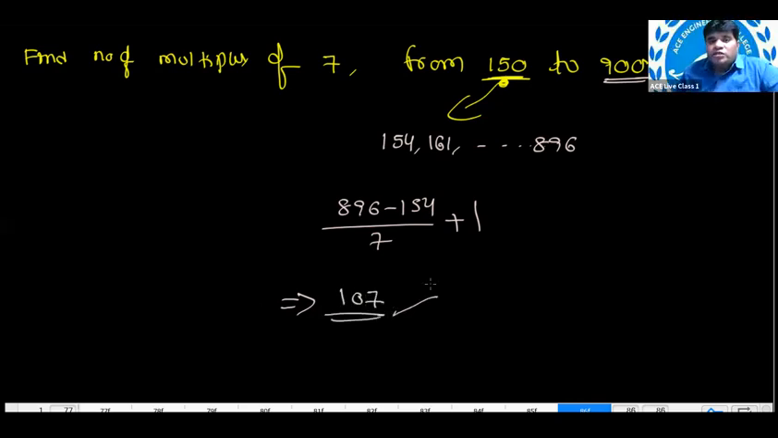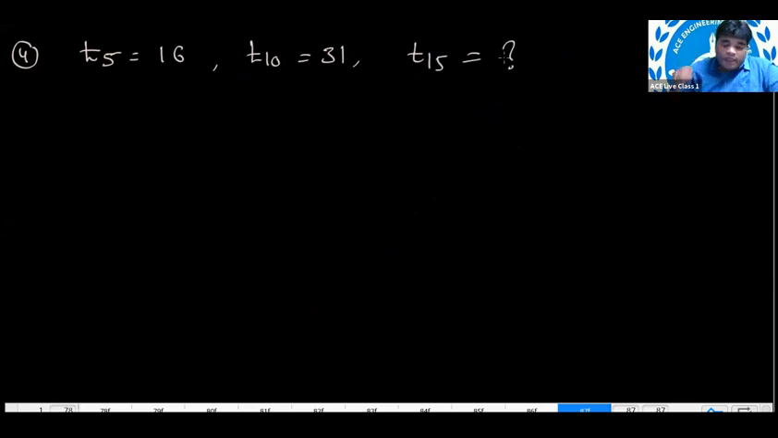Okay, this type of question: number of multiples. Next, fourth point. T5 is equal to 16. T10 is equal to 31. T15 is equal to what? After that, the shortcut. T5 is equal to 16, T10 is equal to 31, T15 is equal to what?